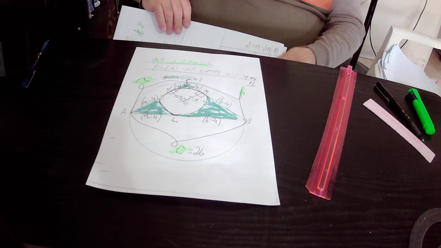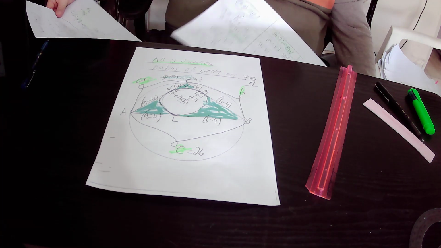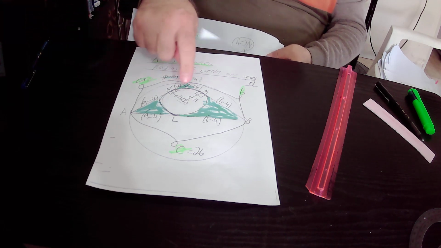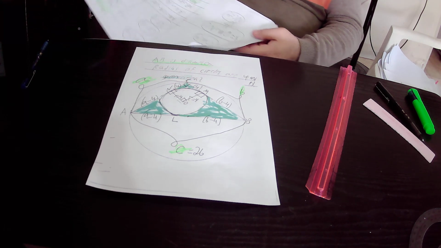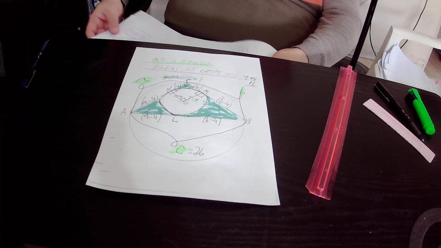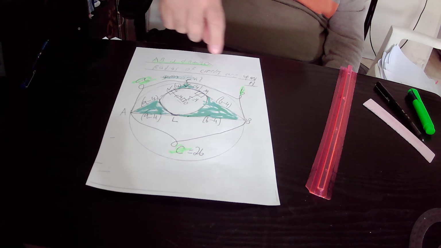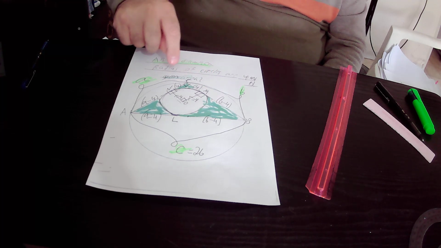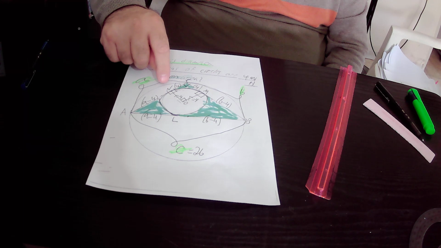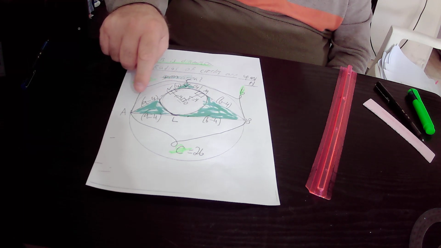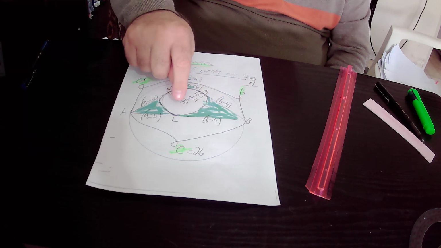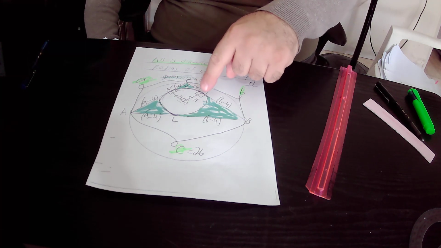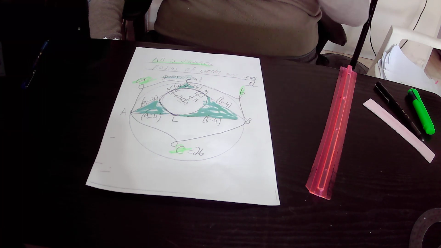So first of all, we define the center of the small circle as O. We define the point of tangency of tangent CB with the small circle as M. We define the point of tangency of tangent CA with the small circle as N, and we define the point of tangency of tangent AB with the small circle as L. Then we join points O and M together by a straight line.